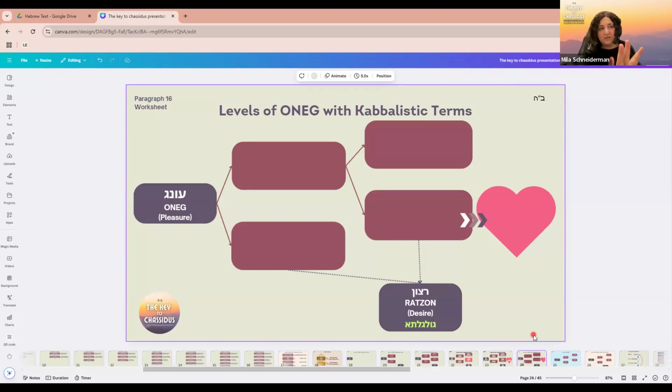All you need to do is just fill in. That's it. Oneg is divided into 2. The upper level of oneg divides into 2 as well. And that's it. So you just open the Hebrew text or English text, and all you need to do is fill it in. Okay, so I'm going to keep it up, and maybe we could pause the recording, and then we're going to go to the breakout rooms where you could share and compare what everybody else wrote.